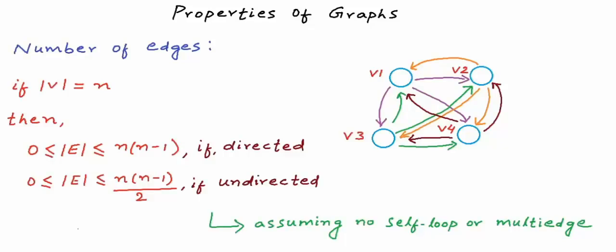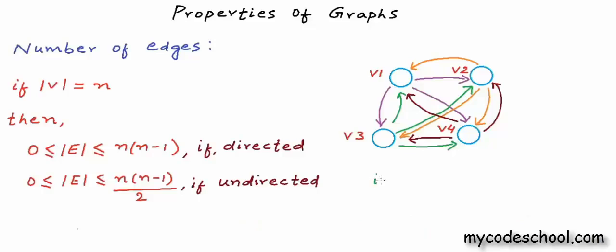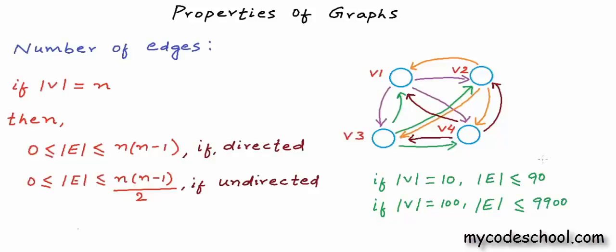Now as you can see, the number of edges in a graph can be really large compared to the number of vertices. For example, if the number of vertices in a directed graph is equal to 10, the maximum number of edges would be 90. If the number of vertices is 100, the maximum number of edges would be 9900. The maximum number of edges would be close to the square of the number of vertices.